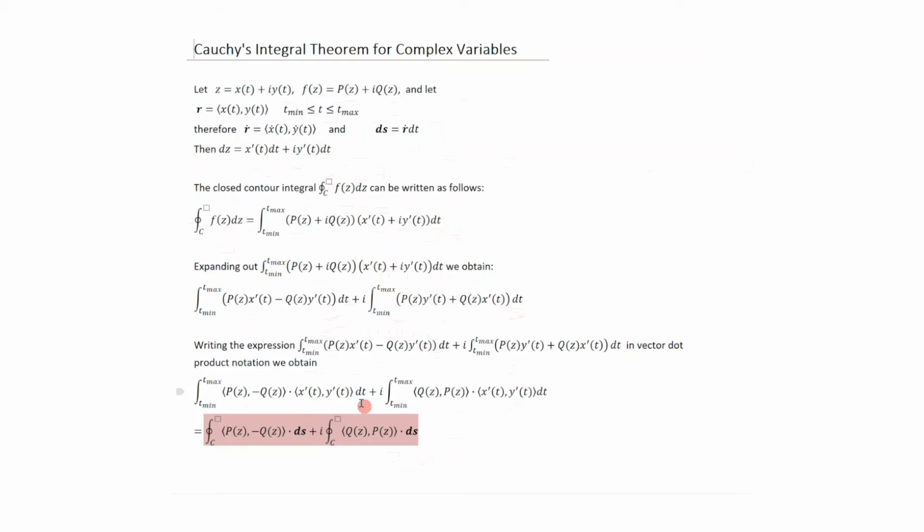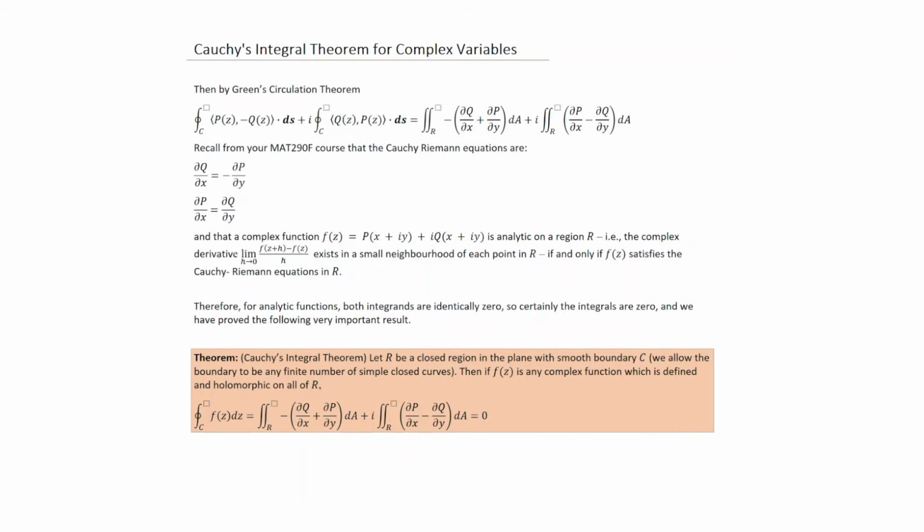But x dot t, y dot t dt is, according to work we've done before, just going to be equal to ds. So that can be replaced now by dot ds. So P minus Q dz plus I Q P dot ds. So this is in a form now where we can apply Green's circulation theorem. All right, so we take a closed contour integral and replace it by an area integral.